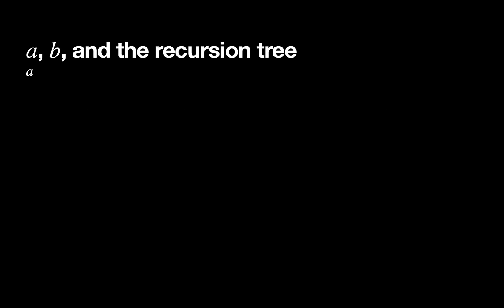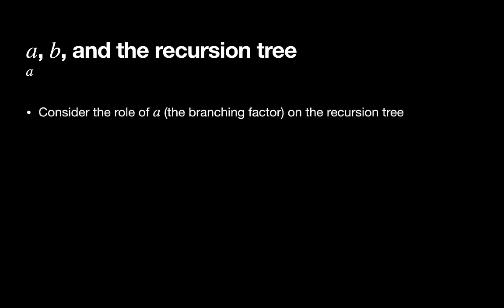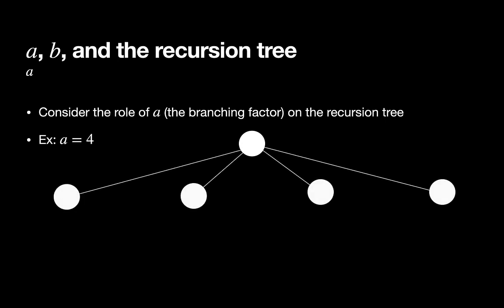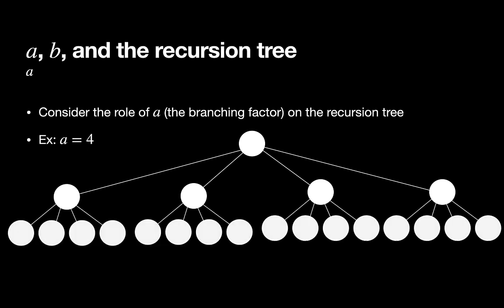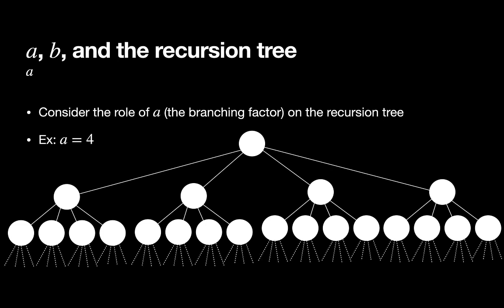Let's consider a little more interesting example: when a is 4. In this case, our initial instance may recursively call 4 other instances, which may each recursively call 4 other instances, and so on. You can see that as a increases, the overall number of branches, the overall width of the tree, and the overall number of nodes in the tree also increase, and pretty dramatically. This is why I consider a to be the branching factor: a increases the number of branches on our tree and the overall width of the tree.